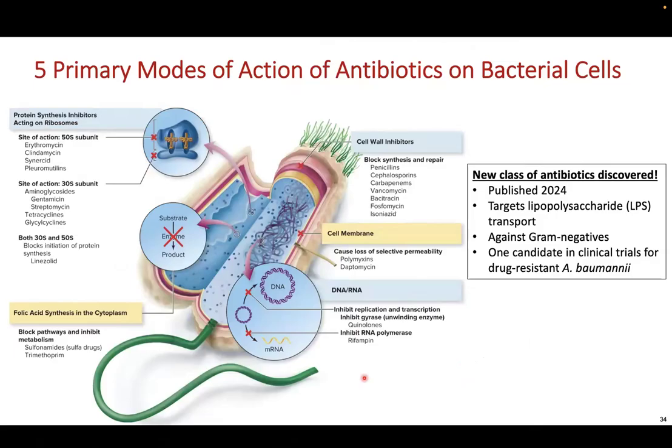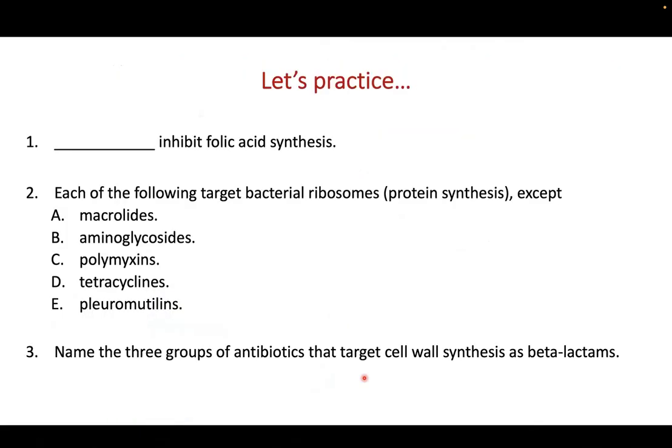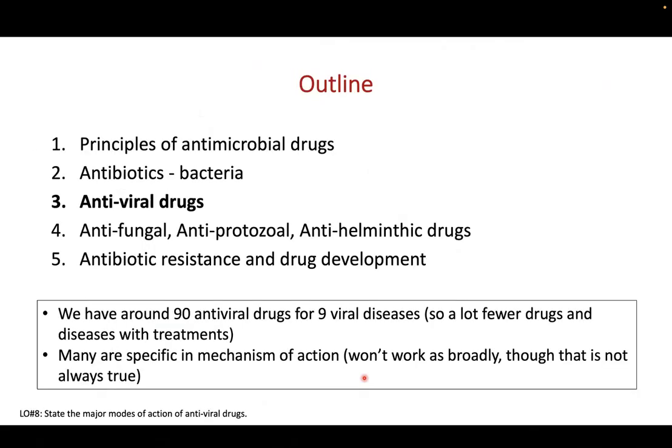However, in 2024, there have been new classes of antibiotics published and discovered. Basically, they target the LPS, or lipopolysaccharide, transport of the bacteria. The ones that we've seen so far are mostly against gram-negative bacteria. And there's one leading candidate already in clinical trial, which is A. baumannii, basically targeting these classes of bacteria. Please try and practice this, and we can also go over them in class.